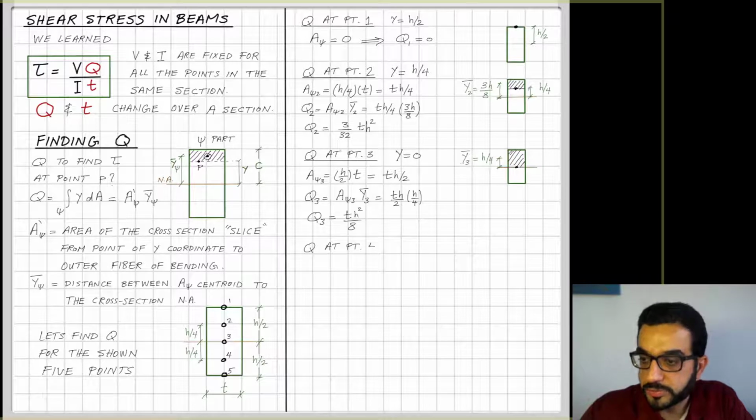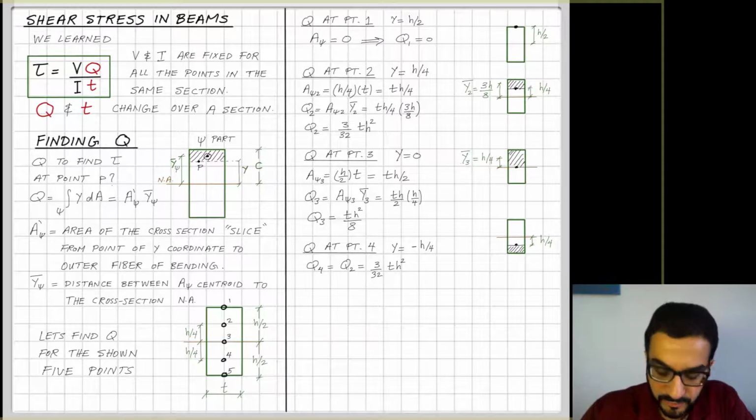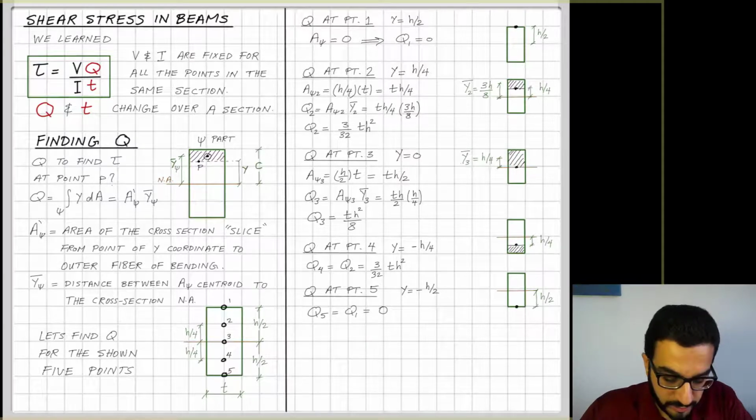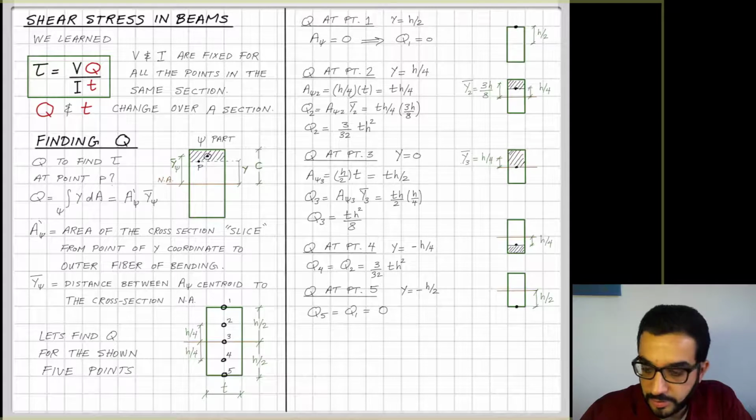Moving to point 4. Point 4 is actually similar to point 2. It will be kind of the same case, and we'll end up with the same value for Q. And then at last, point 5 is similar to point 1. It will have a Q value of 0.